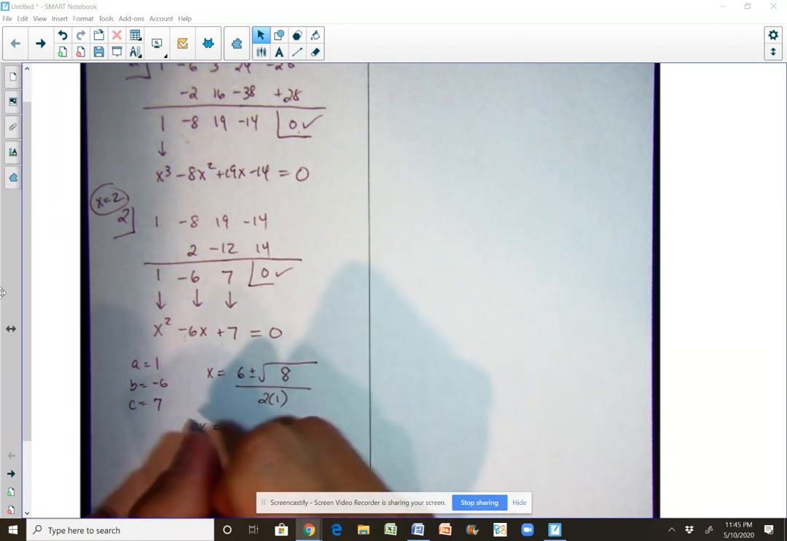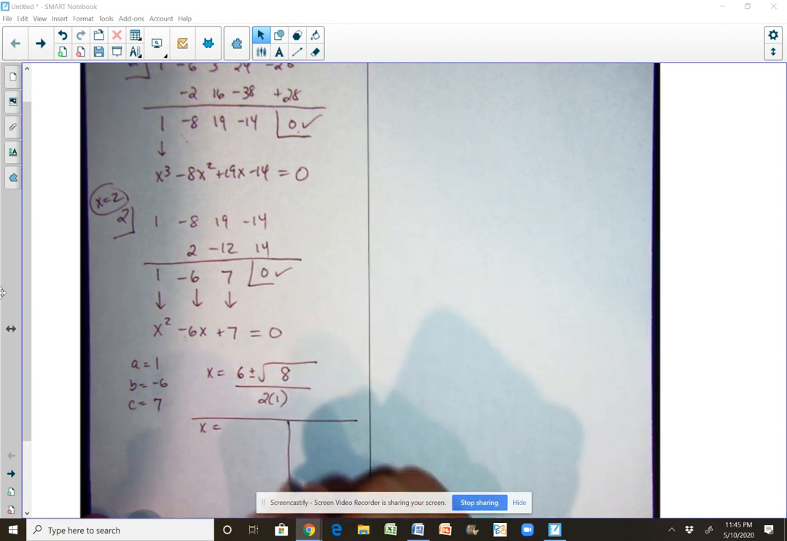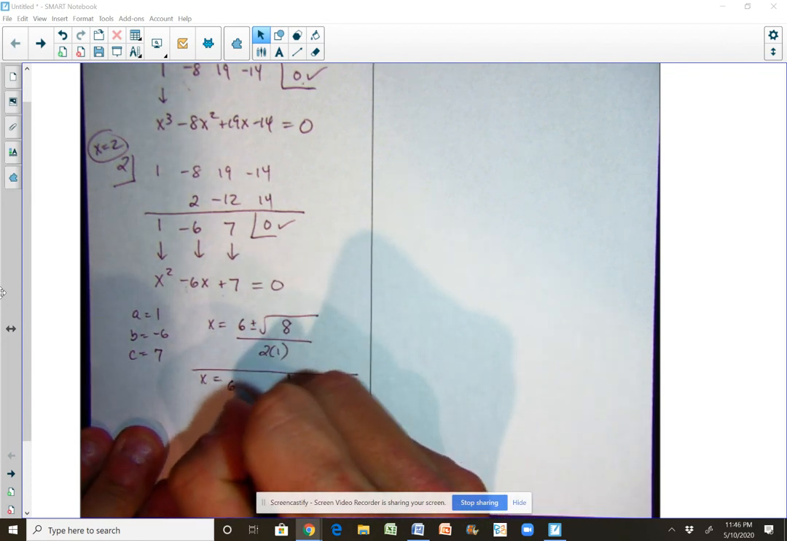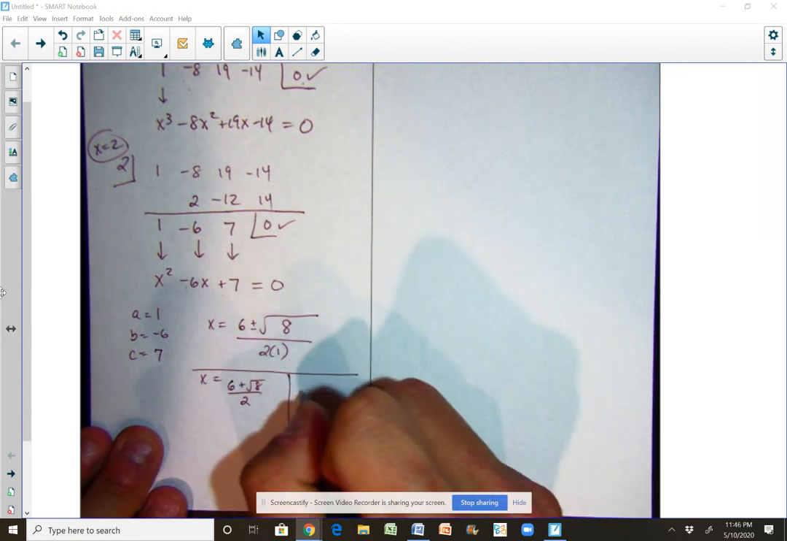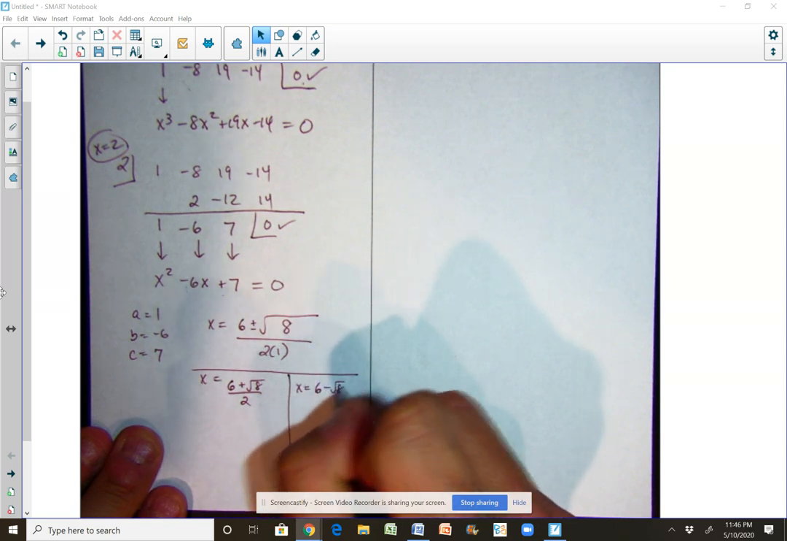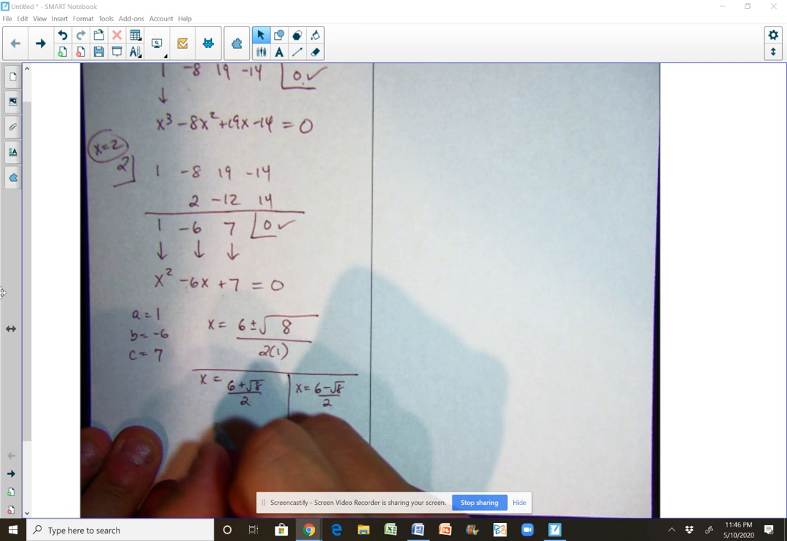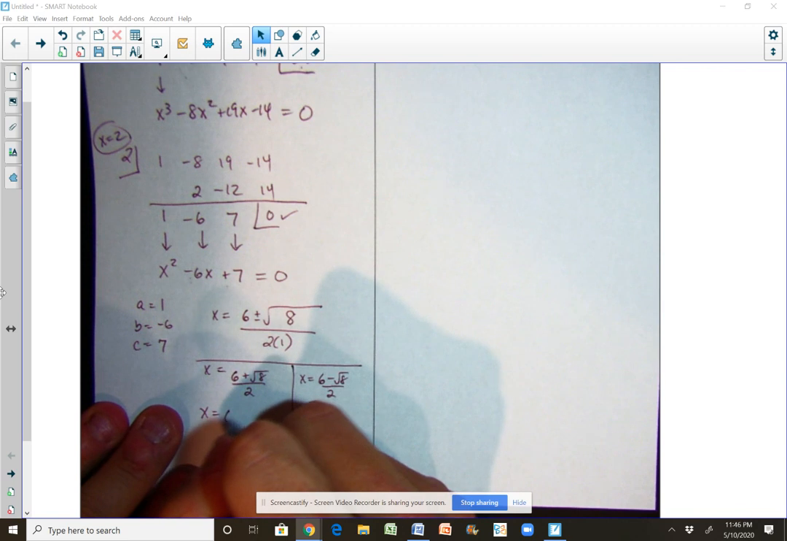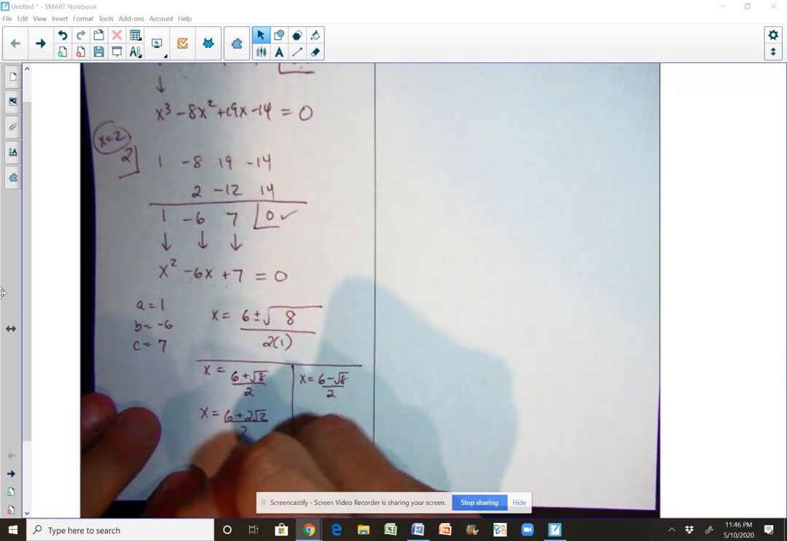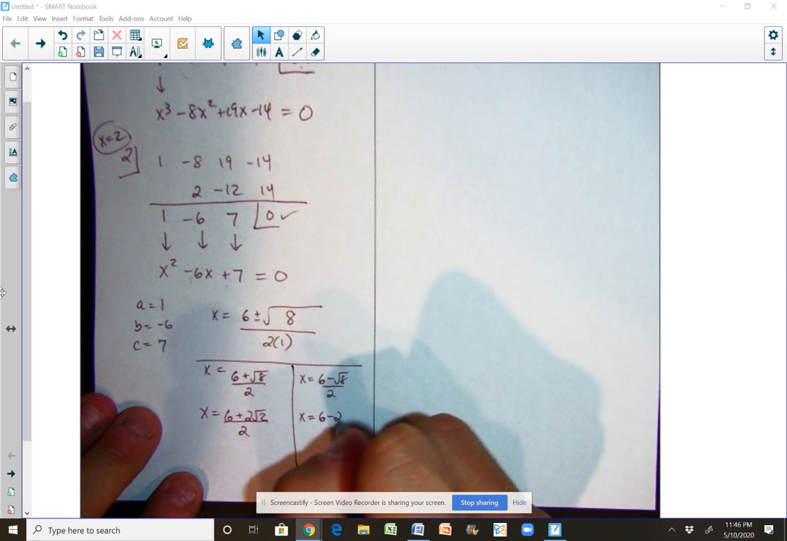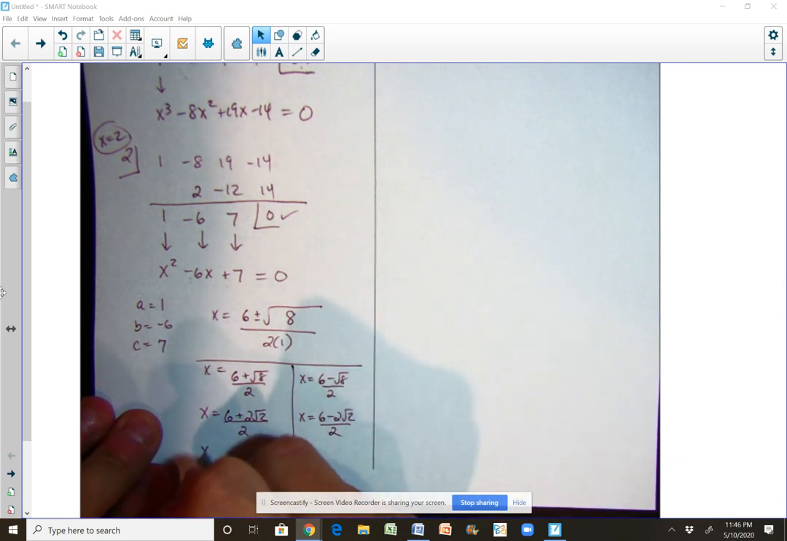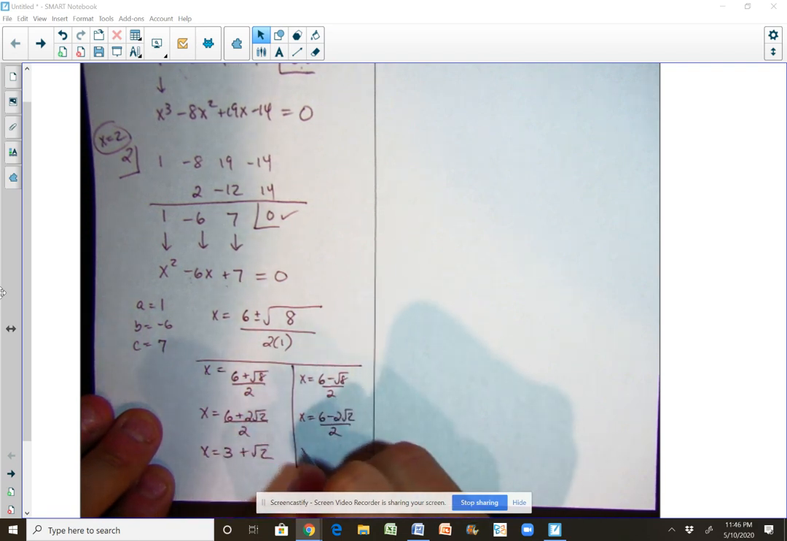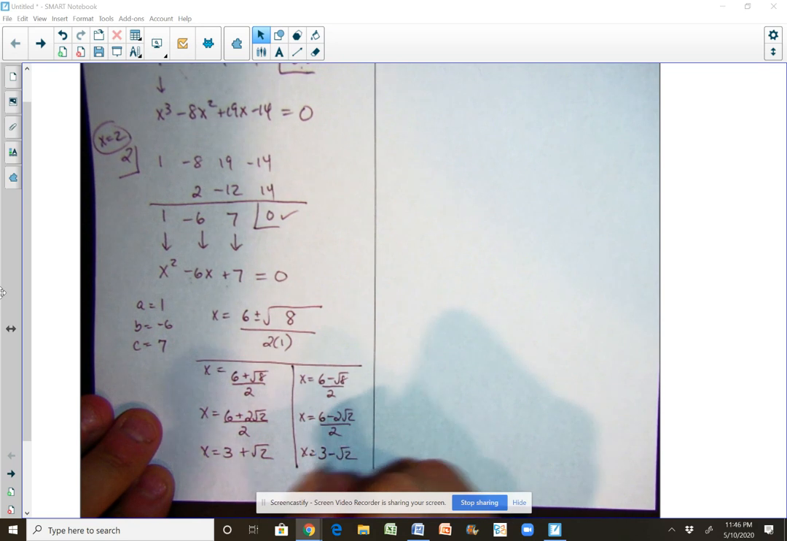So when we write out our 2 answers, we basically get a t-chart out of this. This represents 2 solutions on our answer key. And this would be 6 plus rad 8 over 2, and also 6 minus rad 8 over 2. So if we break down rad 8, depends on the directions. If it says write in simplest radical form, this would be 6 plus 2 rad 2 over 2, and this would be 6 minus 2 rad 2 over 2. And so therefore 6 divided by 2 is 3, and 2 divided by 2 is 1, so 3 plus rad 2. And on the other side, it would be the conjugate, 3 minus rad 2.